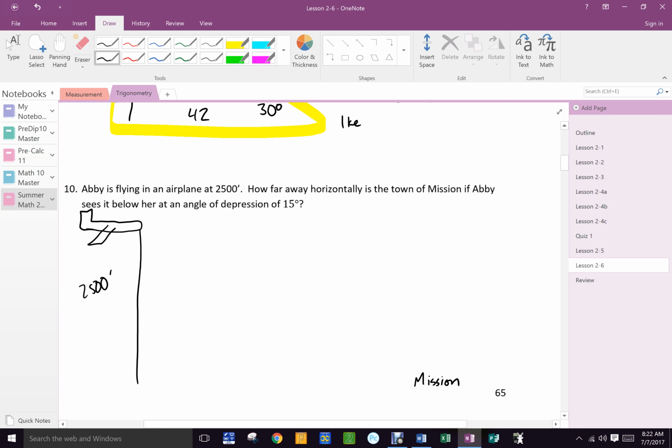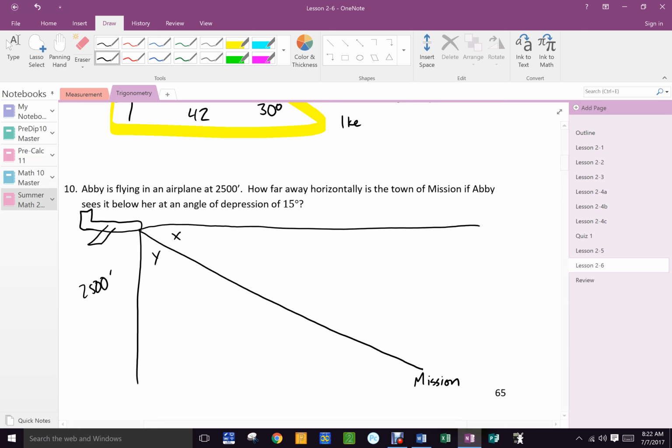Right? Now I need an angle of depression to Mission. Where do angles of depression go? Down from what? From the horizontal. So the plane is going to fly this way, and the angle is going to go down. Where does the 15 go? X or Y? People are saying X and Y. I'm not going to say one way or the other until somebody tells me the right answer and sticks with it.